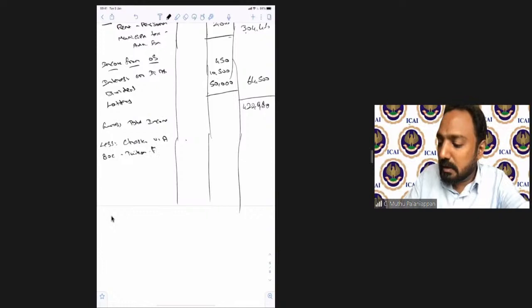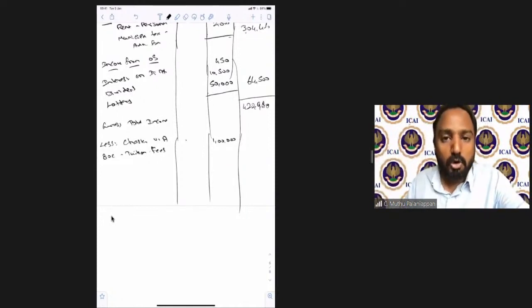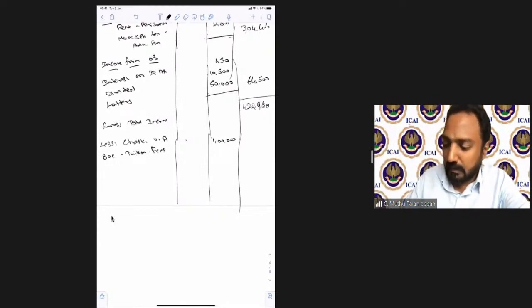Tuition fees is allowed, only the development and other things are not allowed. So 1 lakh is allowed. Maybe you can write a note saying that full-time education fees is allowed. You can even say that the more the notes, the better for you. But make sure you're writing it very clearly.